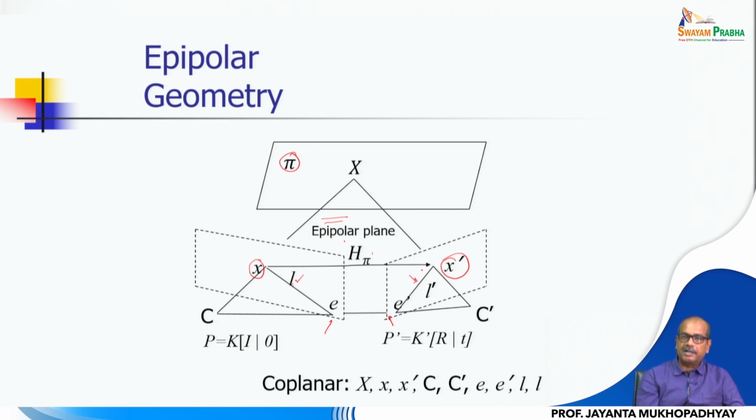We would like to see what the relationships between x and x prime are, and what is given to you is P and P prime. What is P? P is the projection matrix of this camera, which is given in this semi-canonical configuration. You see that this is the canonical configuration and this is the calibration matrix, which is an upper triangular matrix, the camera calibration matrix.